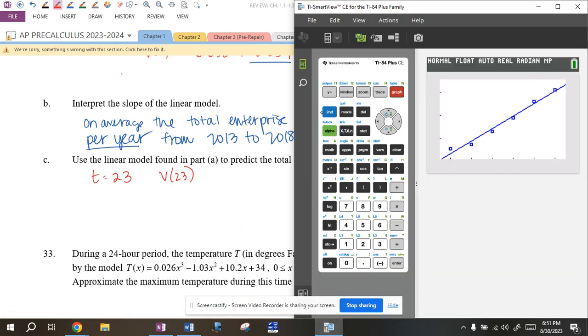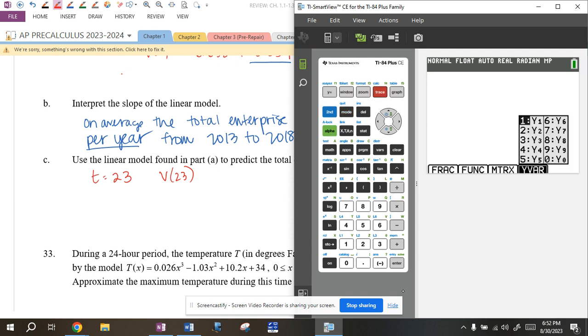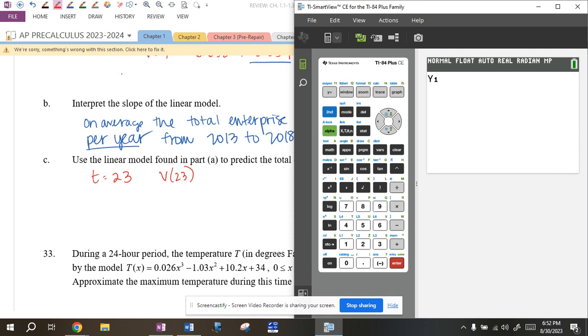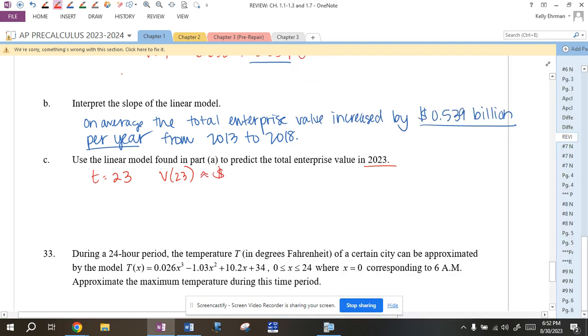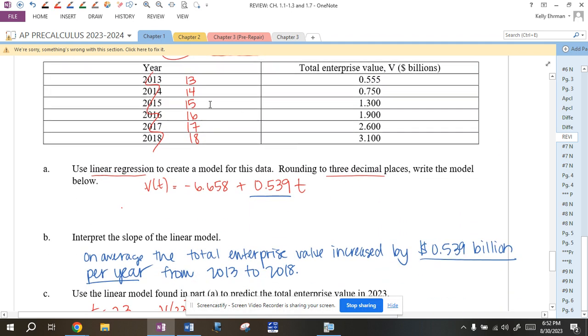Okay, you can plug 23 into your rounded equation. There's also a shortcut on your home screen. You can say, what's y1 of 23? And it'll tell you, as long as you've had the equation in y1, right? Okay, so 5.745 billion dollars. That's quite a jump. Do we know if that's accurate? We don't know, because this model is only accurate for this set of years.